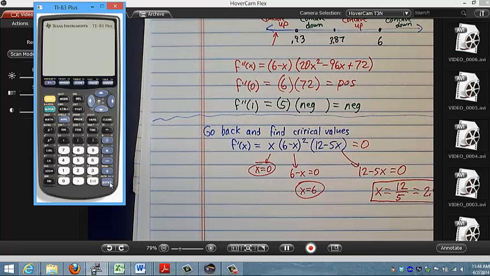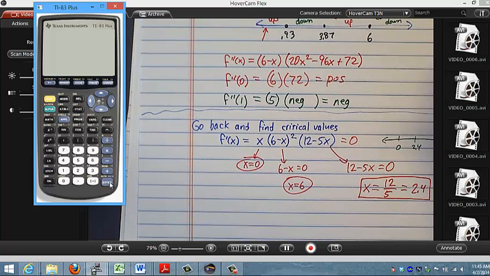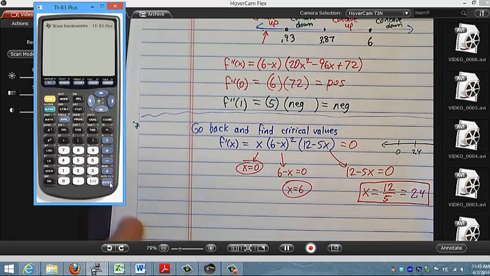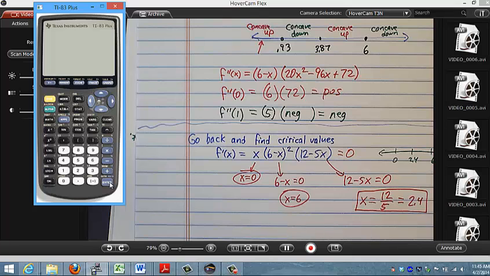Now, do you guys remember the first derivative test? Where you draw the line, where you put 0 and you put 2.4 and you put 6? You guys remember that? Don't do that! Don't do that. That's the first derivative test. There's a quicker way to do it. And what we're going to do is use the information on the screen about concave up and concave down. Let me show you how this works.